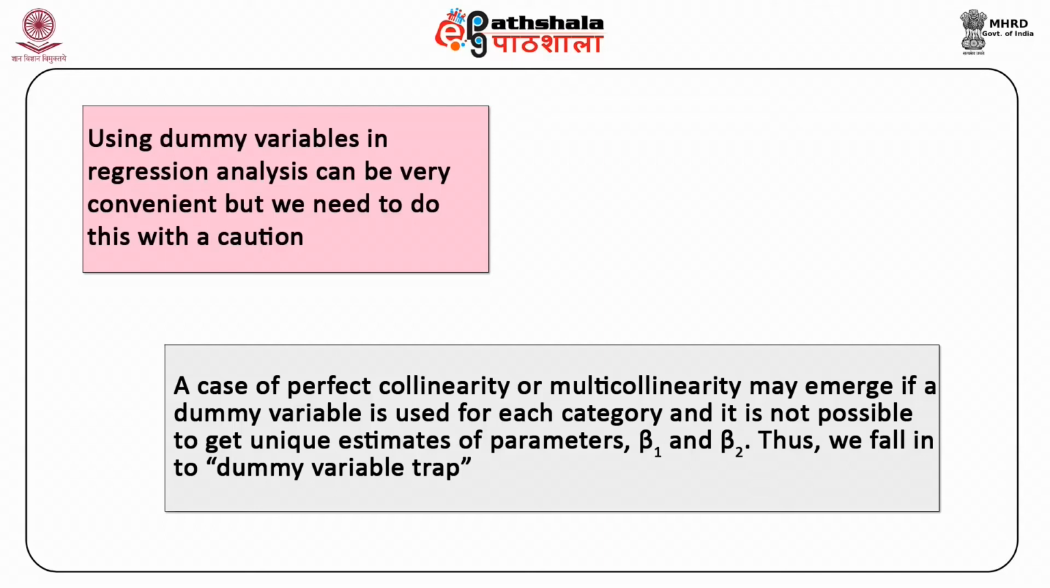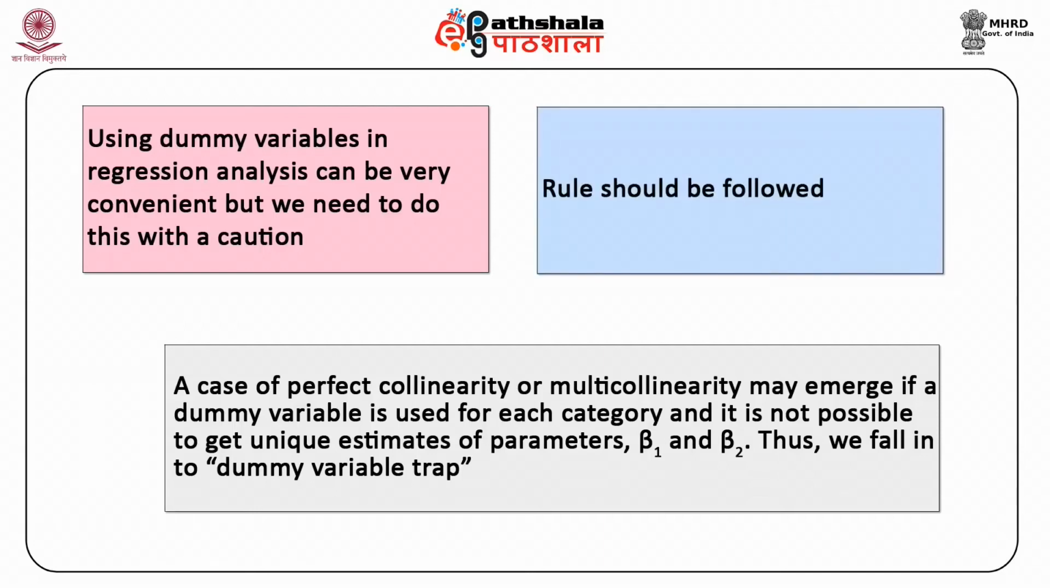In order to avoid it, a rule of thumb should be followed. The rule states if there are m categories in a particular model having a common intercept, then we should use m-1 dummy variables for the qualitative variable having m categories.